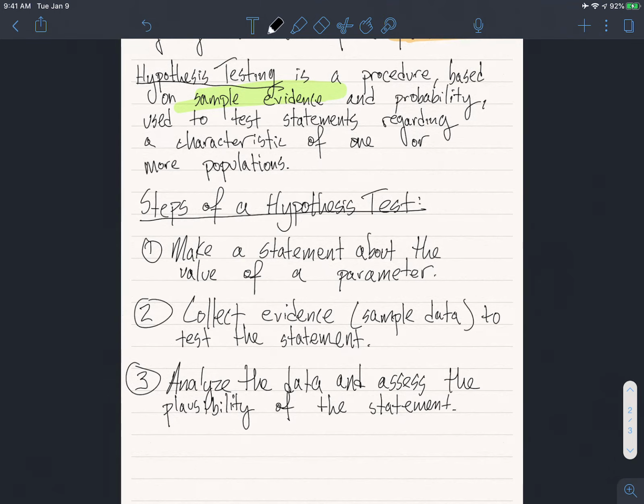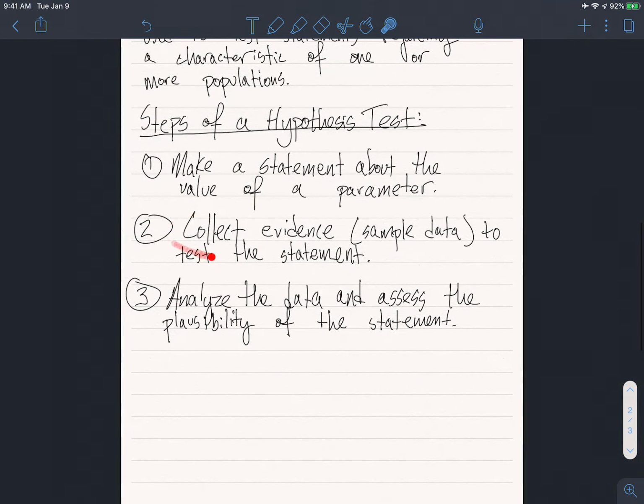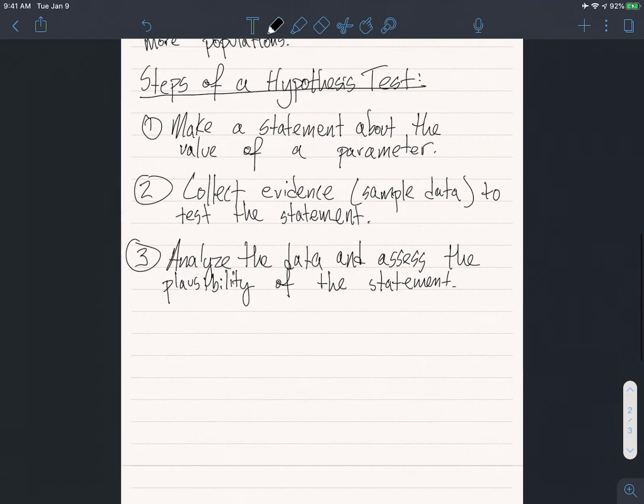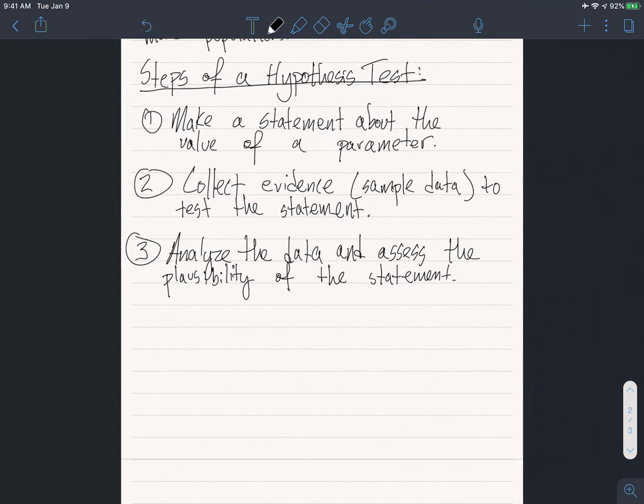That makes sense, right? Somebody makes a statement about the value of a parameter, like I say 13% of people are left-handed. Then you collect the evidence, you sample 1 million people, and then you analyze the data and assess the probability or the plausibility of the statement. You find it was actually 30% of people are left-handed in that big sample you took, so you would think my statement of 13% is probably not accurate. That's just the overall general steps. There's a lot of math involved, which we will get to.